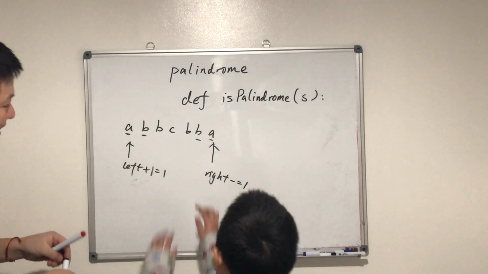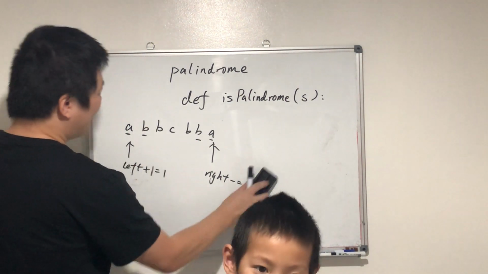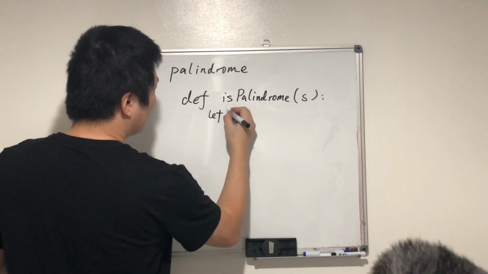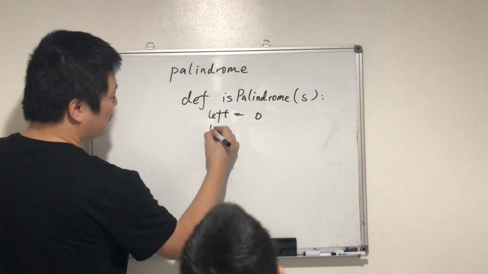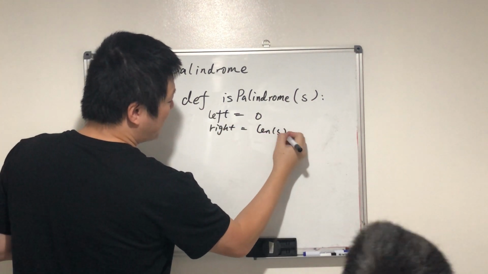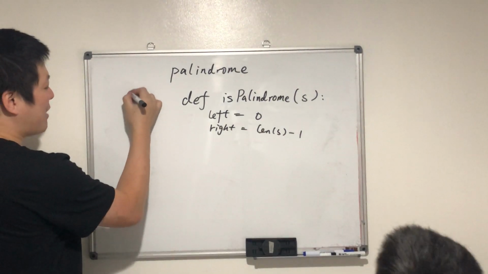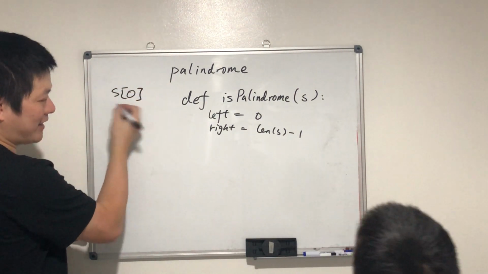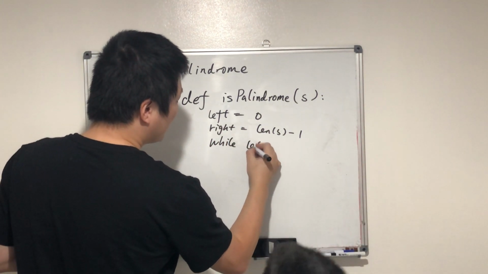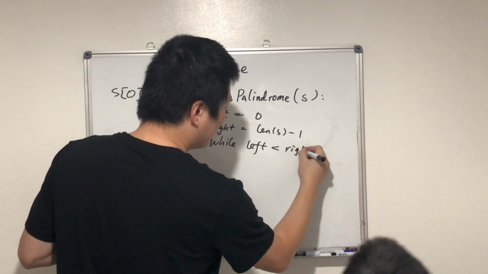Do you understand? So how do we write this? Left equals 0, right equals length of s minus 1, because in computers we always start with 0. s[0] means the first character. So we loop while left is smaller than right, when they don't meet each other.